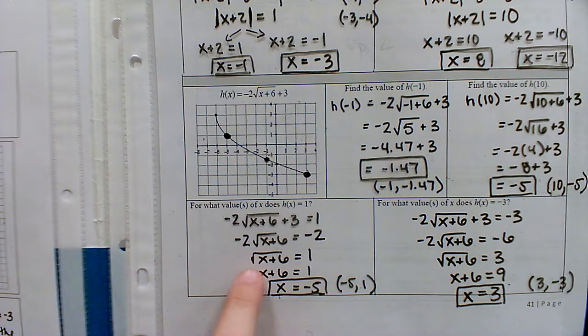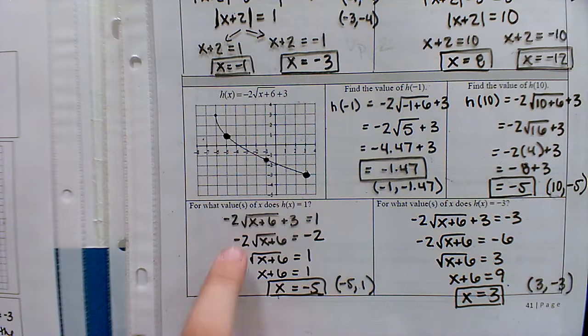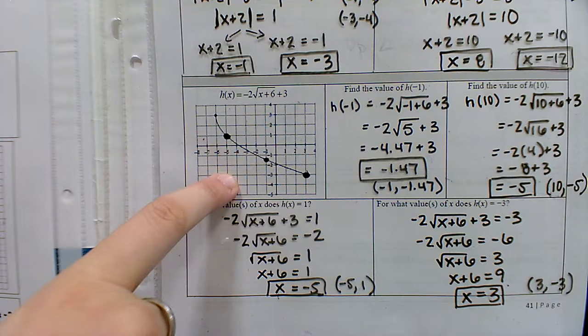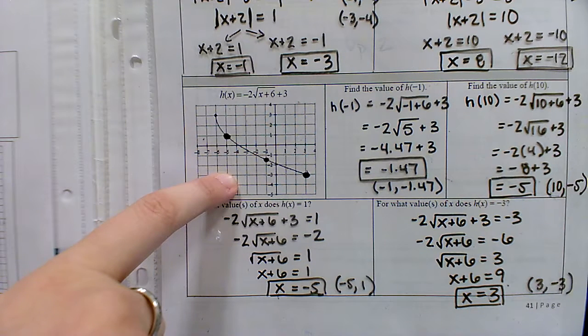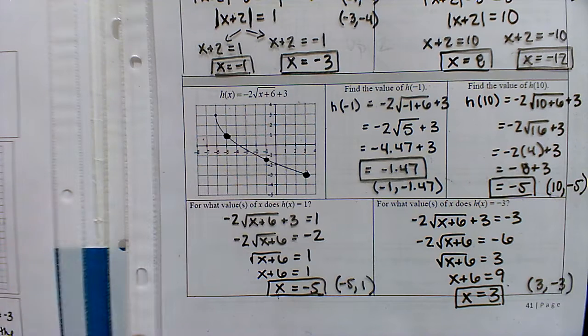Okay, so as long as you can get the square root by itself, notice how we got rid of the 3 and then the -2 out front. As long as you can get the square root by itself, you can square both sides. And then from there, you can do one more step to solve for x. Are your results checking out graphically? If they weren't, you know you did something wrong, right? So you may have to go back and check it. Okay, we doing okay?